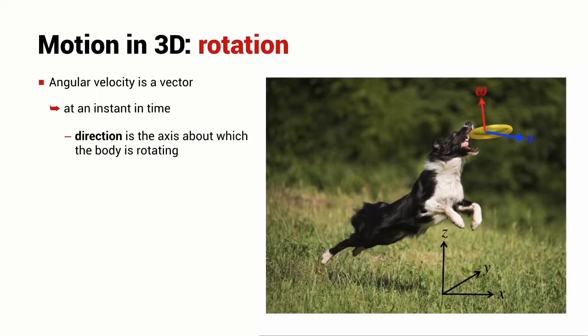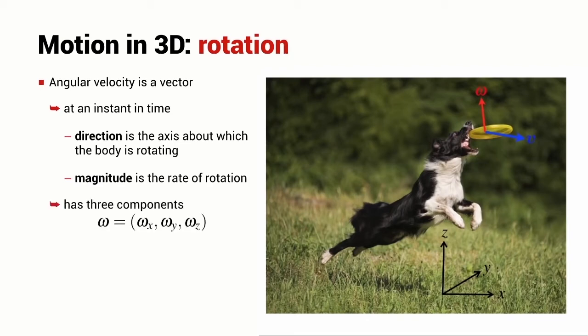The angular velocity, that's the red vector here, has got a direction, and that is the axis about which the body is rotating at this particular instant in time. And the magnitude of this vector is the rate of rotation around that axis. If the object was spinning very quickly, then the angular velocity vector would be very long. Once again, the angular velocity vector has got three components, so we can take this red vector and describe components with respect to the x, y, and z axes of our reference coordinate frame.